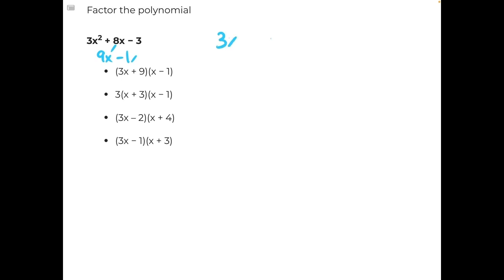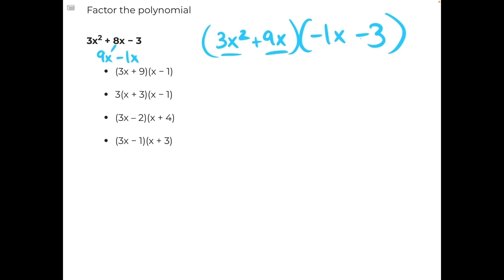We'll have 3x squared plus 9x, plus, or excuse me, minus 1x minus 3. So now we need to factor out the greatest common factor from each of these pairs. Here we'll need to factor out a 3 and an x. That will leave us with just 1x plus 9 divided by 3 would give us 3.